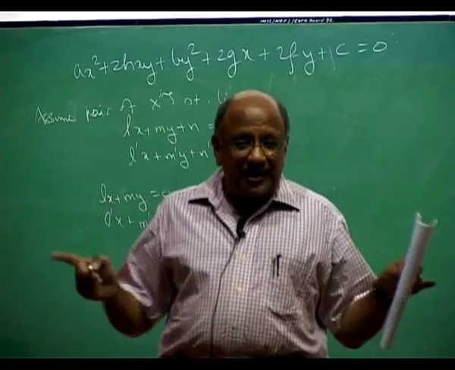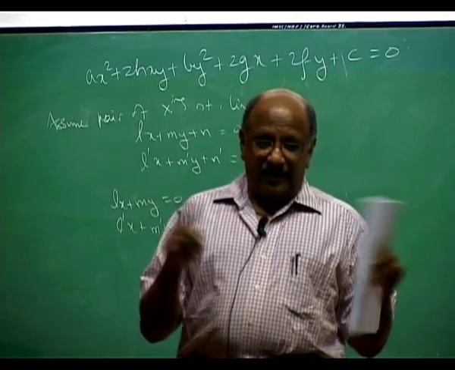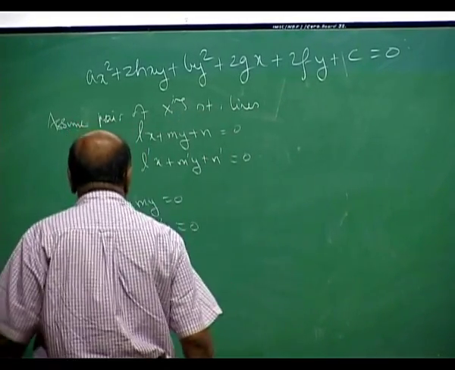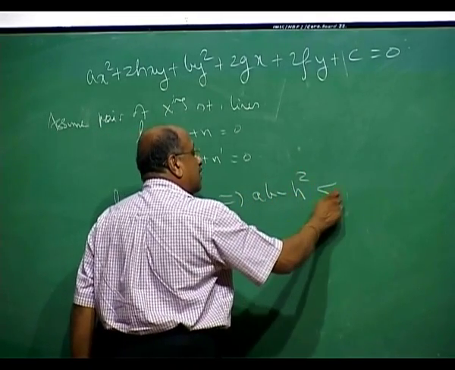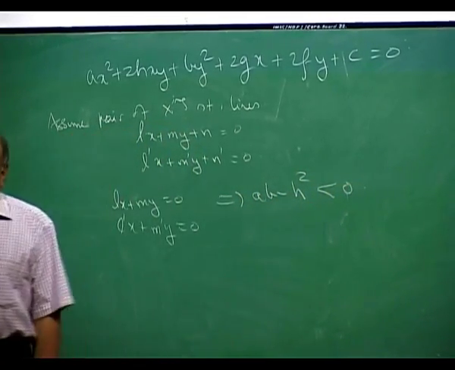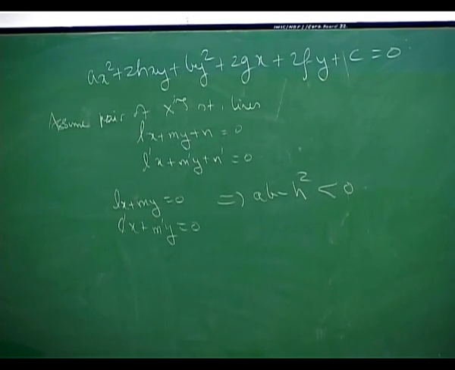That means the determinant, which is the product of the eigenvalues, has to be negative. So this implies that first of all, ab minus h square is less than 0. So if you get a pair of intersecting lines, a necessary condition is ab minus h square should be less than 0.